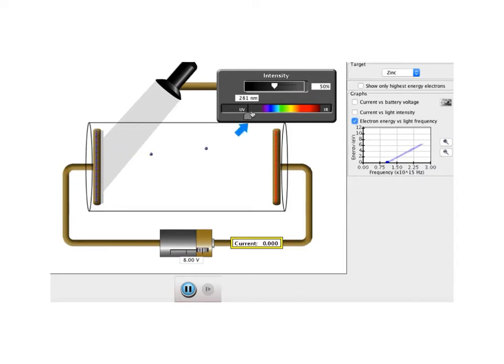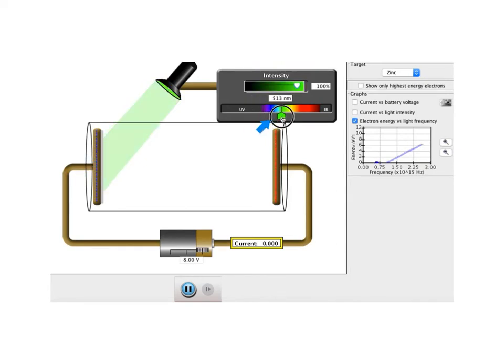And what we're finding here is that there is a threshold wavelength where electrons start to leave the surface. This is an intensity button. As the intensity increases, it just means that we're making the incident radiation brighter. We're shining more light energy or electromagnetic radiation onto the surface.